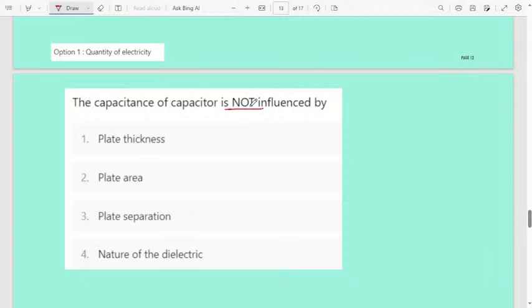Next, the capacitance of a capacitor is not influenced by. Better in the exam if they ask not, underline it. Okay. First option plate thickness, second option plate area, third option plate separation, fourth option nature of the dielectric. Here the capacitance of the capacitor will not depend upon the thickness of a plate. All the remaining three, plate area, plate separation, and nature of the dielectric constant, it will depend on.